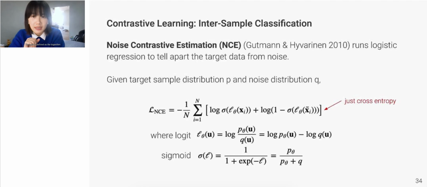The logit is defined as the logarithm of the ratio between the target sample distribution P and the noise distribution Q. If we start with a simple cross entropy loss and then plug in the logits, we will get the NCE loss here.